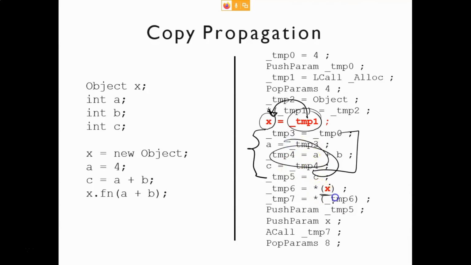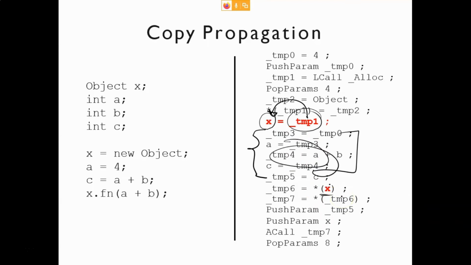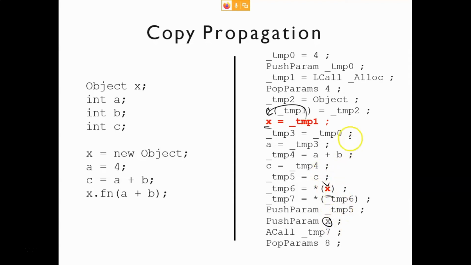Then what you can do is replace this x with temp1. You can replace this occurrence of x with temp1, because you are assigning temp1 into x. Now you can change this x by temp1, because in the middle you are not changing x and you are not changing temp1. Similarly, you can replace this x also with temp1, because anywhere in between you are not changing x or temp1. So this is how you can do the copy propagation.